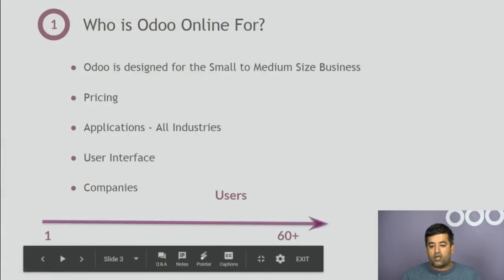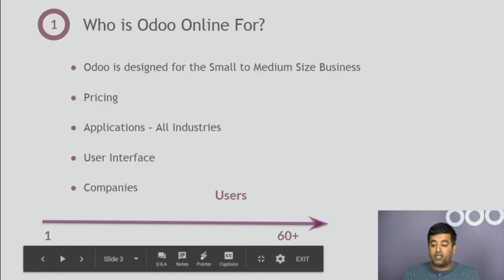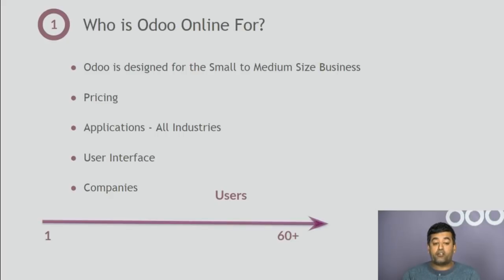So who is Odoo Online for? Firstly, Odoo is designed for the small to medium-sized business. We fit the budget, we fit the timeline, and one thing you should know about Odoo is that there's no industry focus. It doesn't matter if you are in retail, in the apparel business, the food business, the agriculture business, whatever the case is, Odoo is not industry focused. It is general, and so any industry can use it.